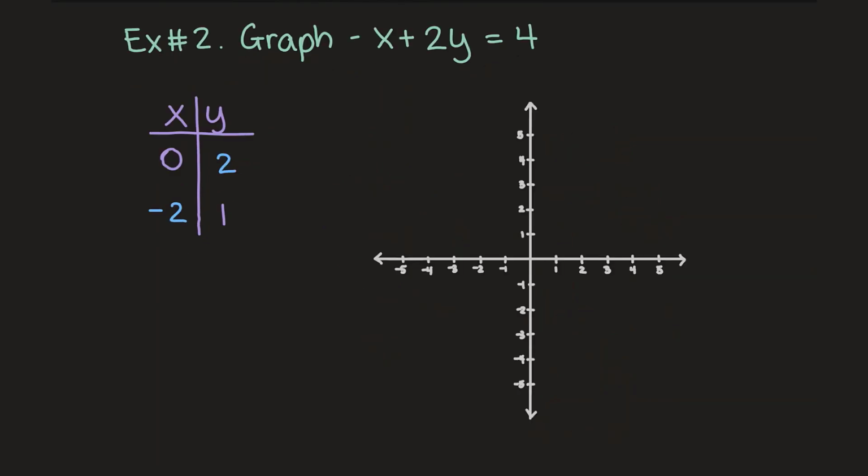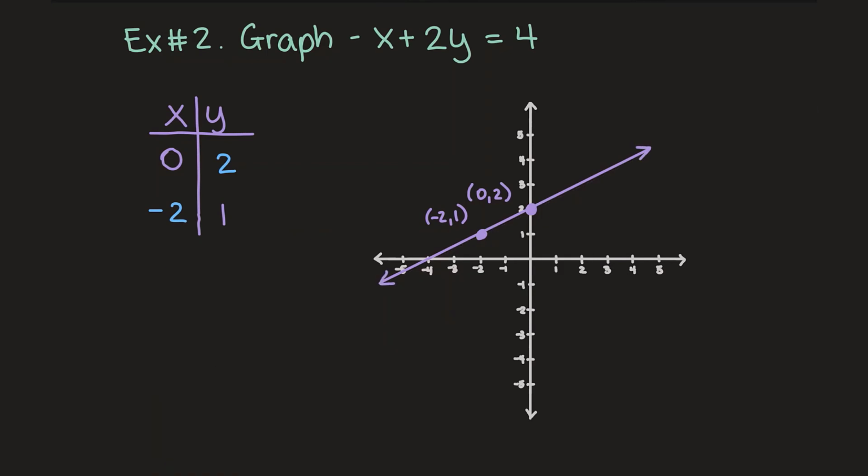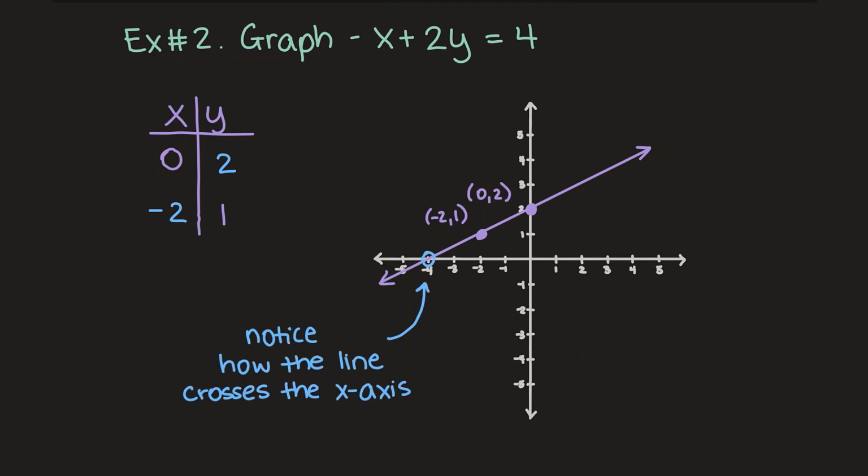Now that we have 2 ordered pairs, we can graph these 2 points and draw a line going through them. And this is the graph of the equation. By the way, notice how the line crosses the x-axis at the point (-4, 0), and it crosses the y-axis at the point (0, 2).